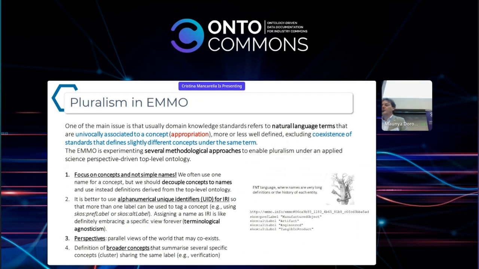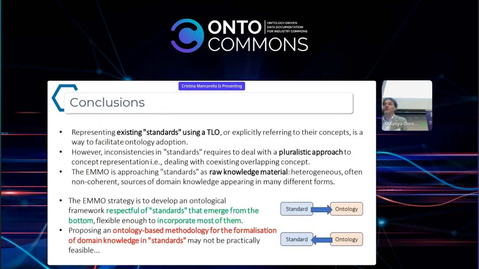Another strategy is to use perspectives, which are the way in which the MMO may host different views of the world that may coexist in the same ontology. And also to define broader concepts that summarize several specific concepts, like we did in the bridge concept in OntoCommons. So representing existing standards using a top-level ontology is a way to facilitate ontology adoption. However, inconsistency in standards requires a pluralistic approach to concept representation.